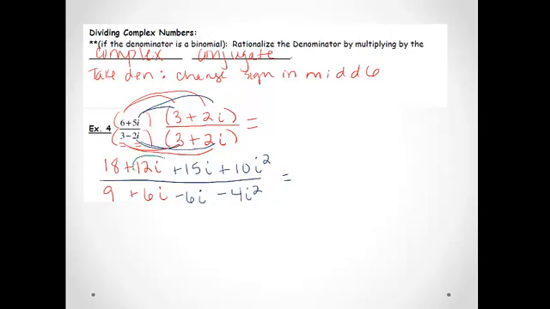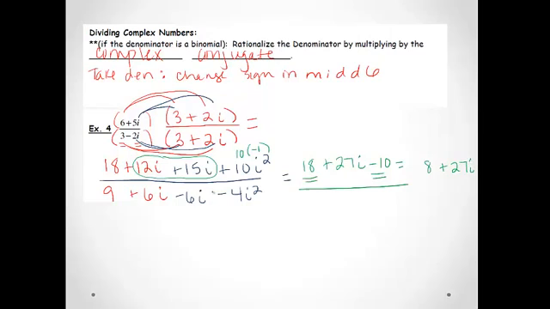So we can combine these. And you need to remember that i squared is a negative 1. So that's the same thing as saying 10 times negative 1. So that will give me then 18 plus 27i minus 10. And then I've got like terms again here. So then 18 minus 10 is 8 plus 27i.